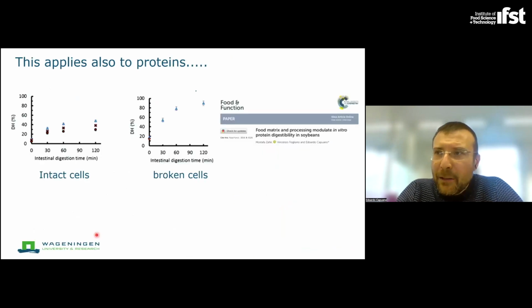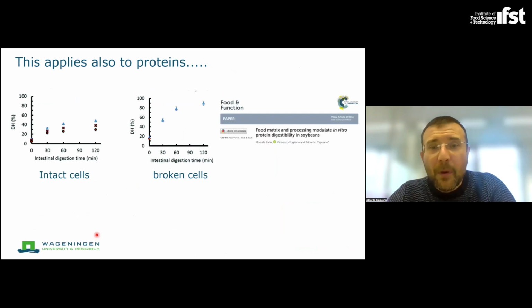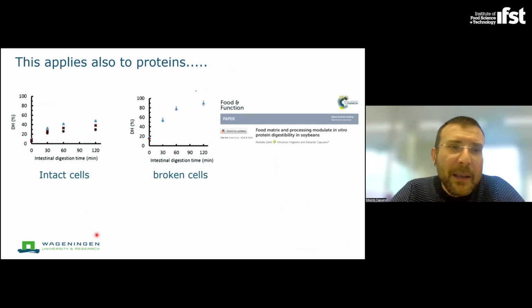Does this effect only pertain to starch digestion or carbohydrate digestion? Of course not. It also applies to digestion of other intracellular components, like for instance proteins. This is a study that we did a few years ago. We performed an in vitro digestion in a very similar way as has been described by Paul in the previous slides.